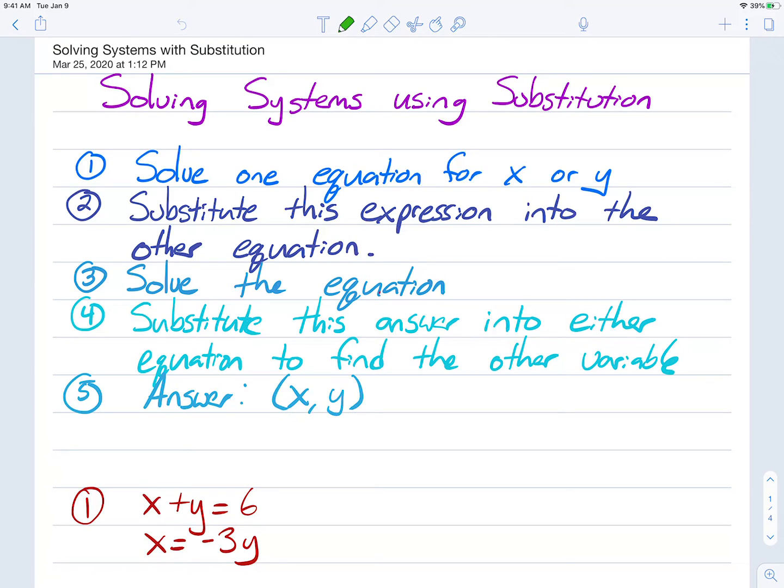Our next Algebra CD assignment is solving systems with substitution, which many of you have also seen, but it is a very good review and something we need to be able to do. So I've written here the 5 steps of solving a system with substitution.